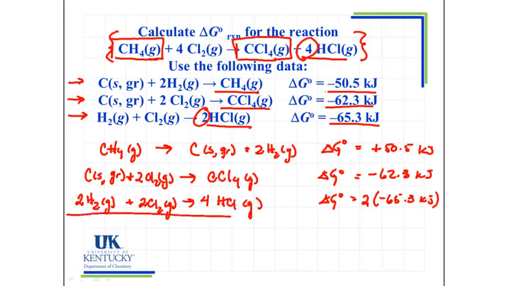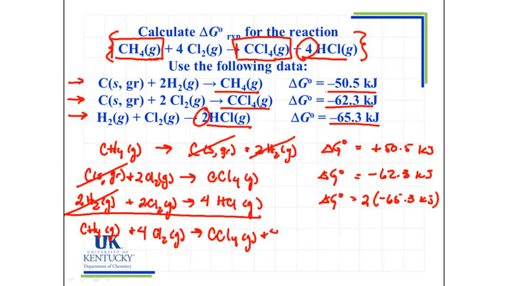All right, now we want to see, do these reactions add up to give me the reaction I was looking for? Let's cancel out anything that's in common. I have 2H2 and 2H2. That gets canceled. I have carbon solid in the form of graphite. That gets canceled. Nothing else is canceled. The chlorines won't cancel because they're on the same side of the equation. And that will leave me with CH4 gas plus 4 Cl2 gas yielding CCl4 gas plus 4 HCl gas.